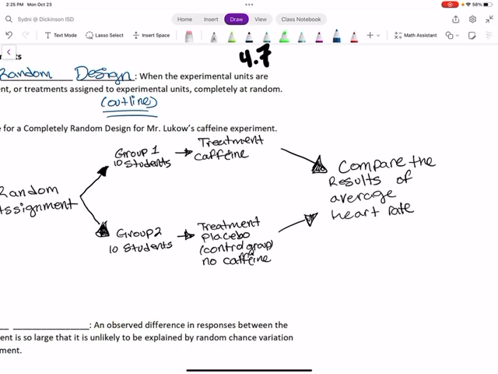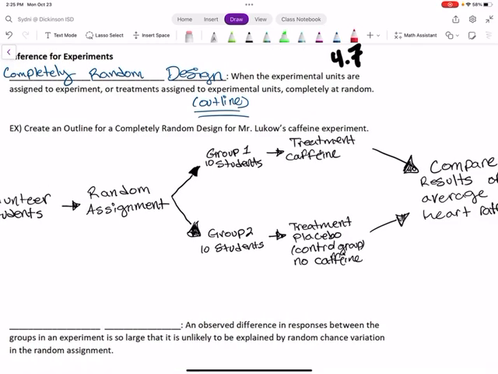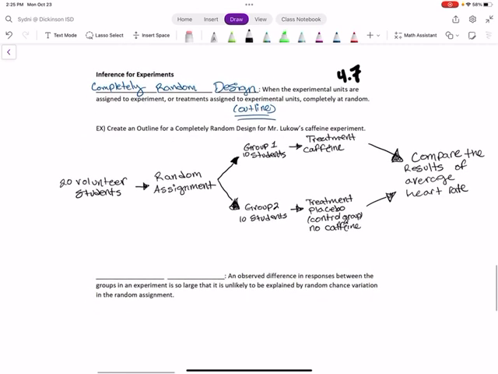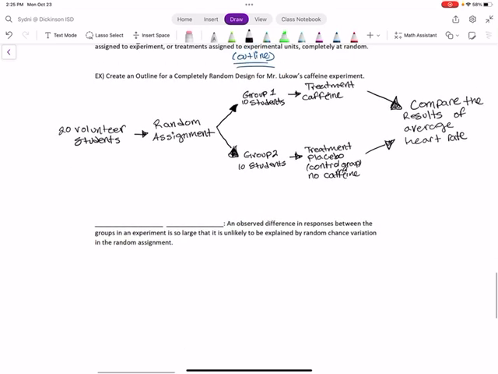Now, if he wanted to go more in depth, what he could say is right here, instead of jumping straight into the random assignment, he could say take heart rates. And then go through it that way. So the outline can be super detailed. Most of the time, an outline for an experiment just looks like this. It's just, we have this many people that volunteered. We're going to put them in a random sample, and then we're going to split them up. This group is going to get caffeine or the placebo, and this group is going to get the other thing, and then compare the results in the end. Okay?